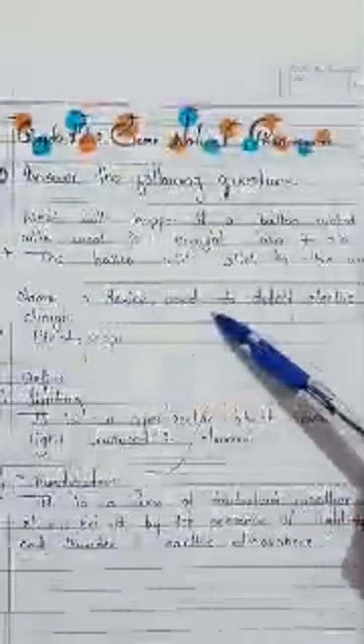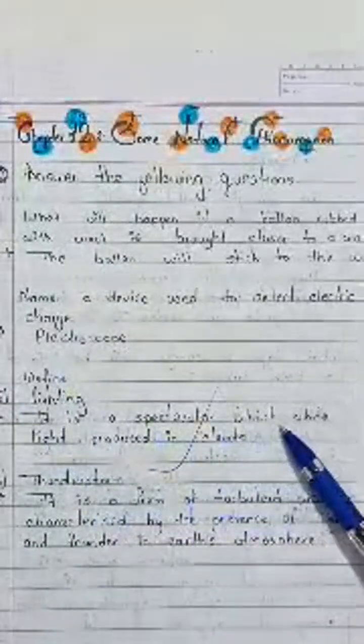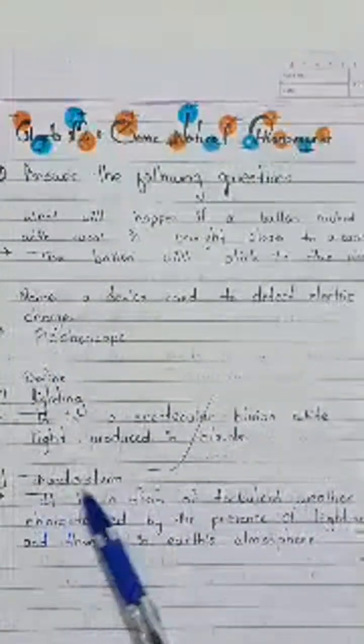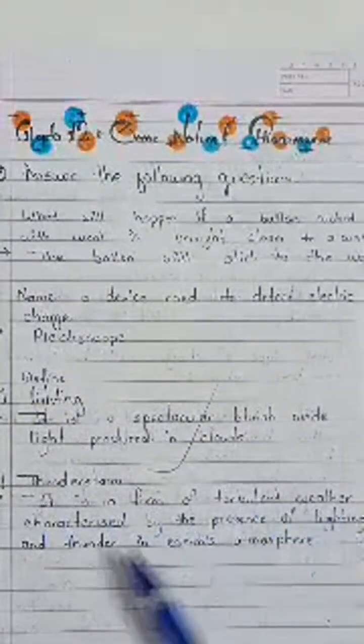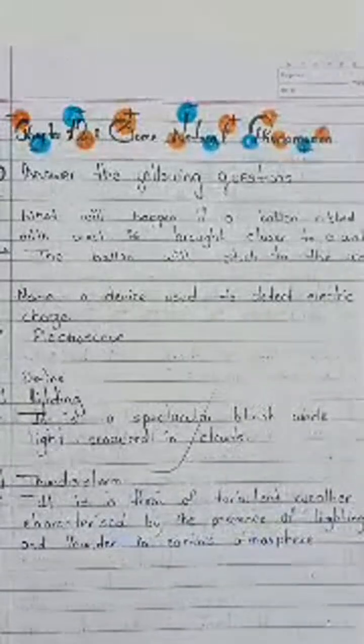Name the device used to detect electric charge. Electroscope. Define: A. Lightning. Answer: It is a spectacular bright white light produced in clouds. B. Thunderstorm. It is a form of turbulent weather characterized by the presence of lightning and thunder in Earth's atmosphere.